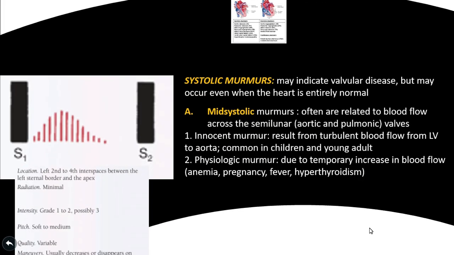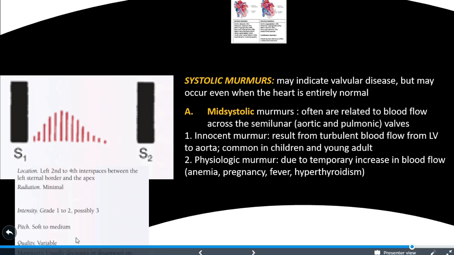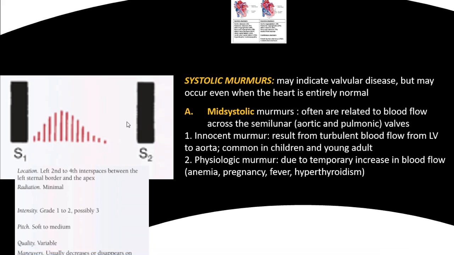Okay, so let's start with the systolic murmurs. It may indicate a valvular disease but may occur even when the heart is entirely normal. It's systolic, related to blood flow across the semilunar valves, aortic and pulmonic. Innocent murmur: this is due to turbulent blood flow from LV to aorta, common in children and young adults. And physiologic because of increase in blood flow, anemia, pregnancy, fever, hyperthyroidism. Okay, so the usual location is the second to fourth interspace, sometimes between sternal border and the apex. Radiation minimal, grade 1 or 2, possibly soft to medium with variable intensity.